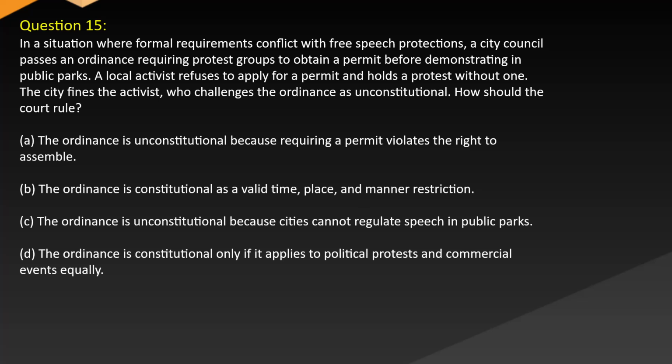A. The ordinance is unconstitutional because requiring a permit violates the right to assemble. B. The ordinance is constitutional as a valid time, place, and manner restriction. C. The ordinance is unconstitutional because cities cannot regulate speech in public parks. D. The ordinance is constitutional only if it applies to political protests and commercial events equally.